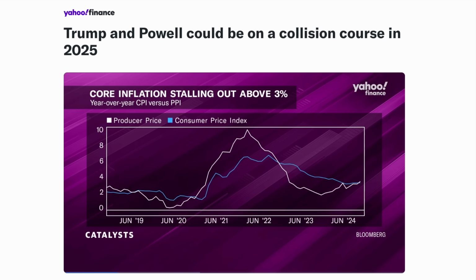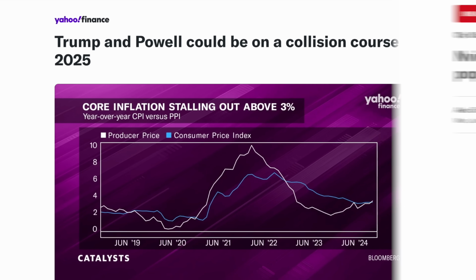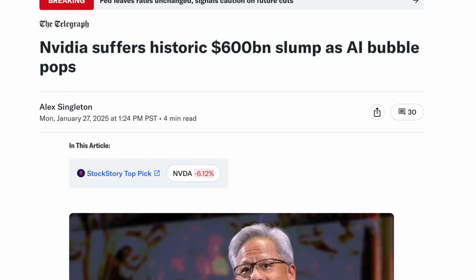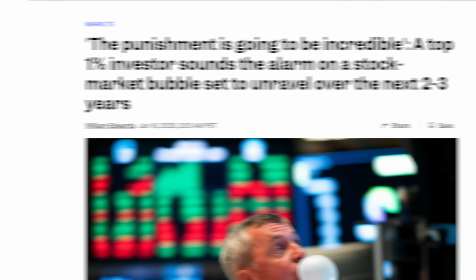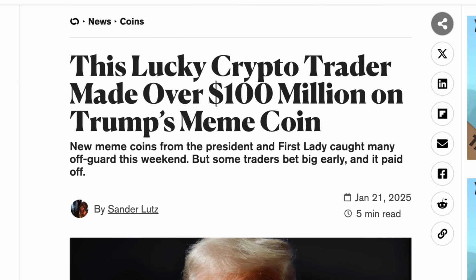For instance, Jerome Powell has just signaled that they intend to keep interest rates higher for longer, putting him on a potential collision course with Trump. Experts are now warning that the AI bubble could soon be over, and lately there are more and more warnings about the mother of all bubbles popping, with market euphoria and speculation going absolutely wild.